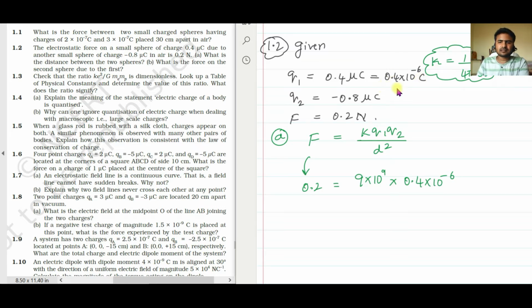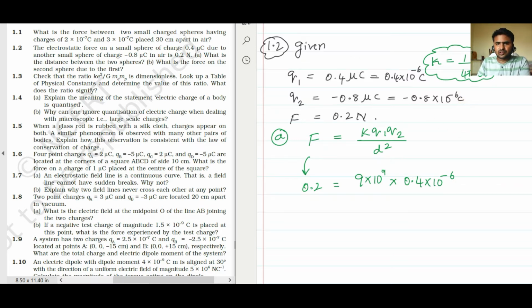Micro is 10 power minus 6, and milli is how much? 10 power minus 3. Nano is 10 power minus 9. Pico is 10 power minus 12. And centi is 10 power minus 2, and deci is 10 power minus 1. So you should remember all these values. They are very important, right? And this charge Q2 is minus 0.8 into 10 to the power of minus 6 coulomb.